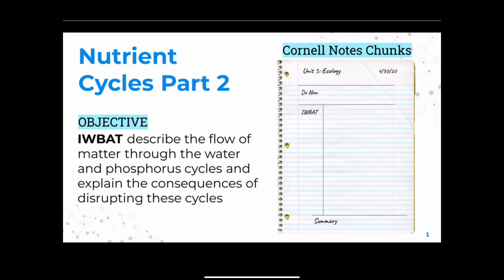We are going to be able to describe the flow of water and phosphorus through our environment, our biosphere, our earth, because again, there's only a limited amount of both of these substances on earth.